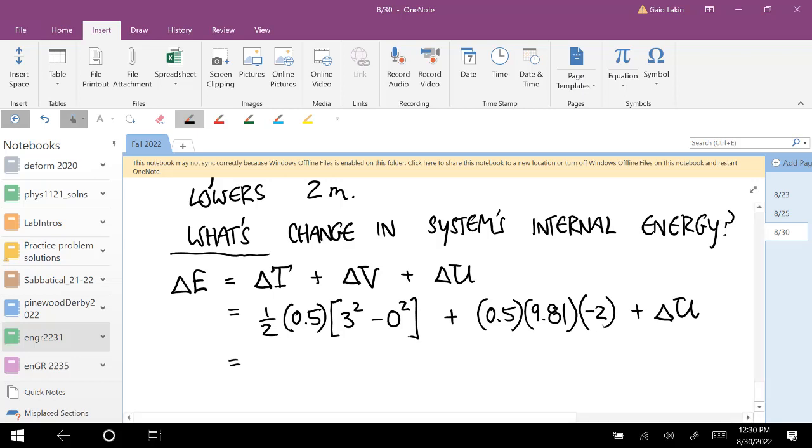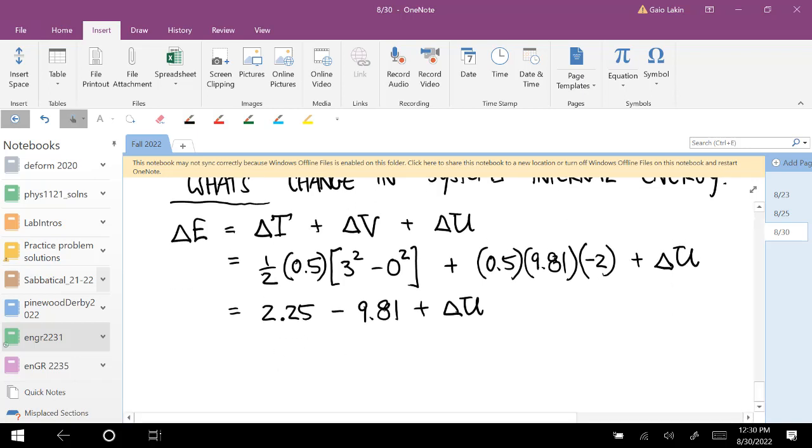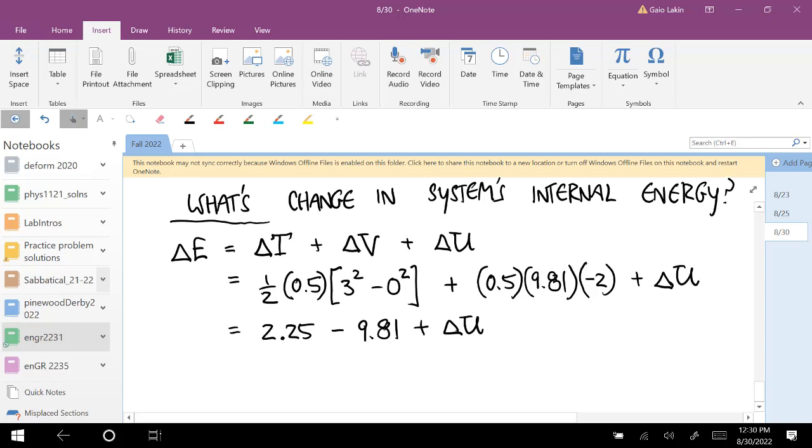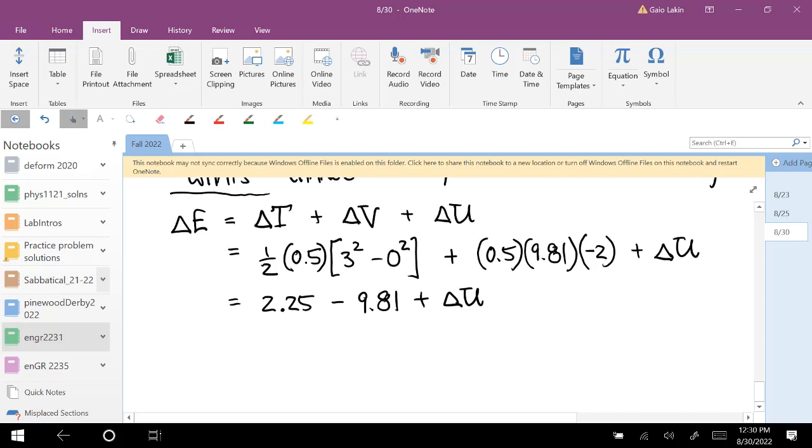We can calculate this: 9/4, so 2.25 minus 9.81 plus delta U. And now we'll go to the second side of this equation. Well, let's see, what is that? -7.56. That's what I got. Okay.